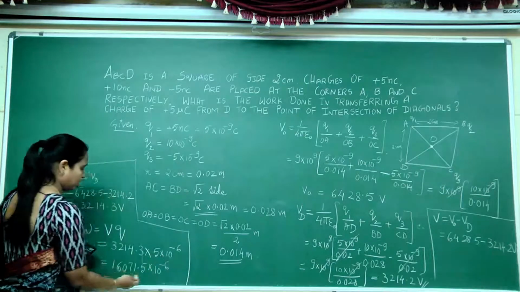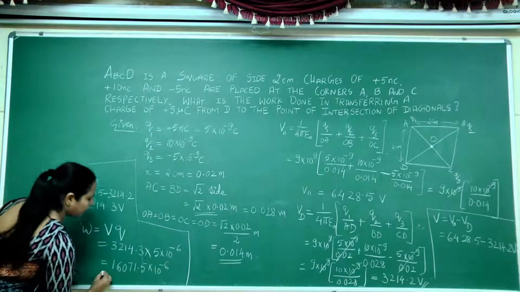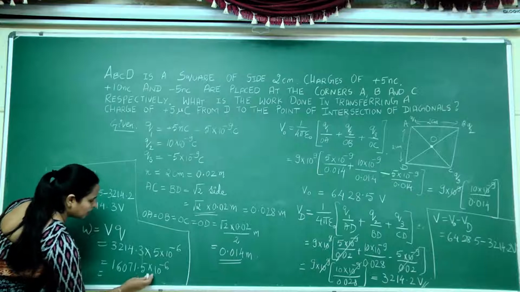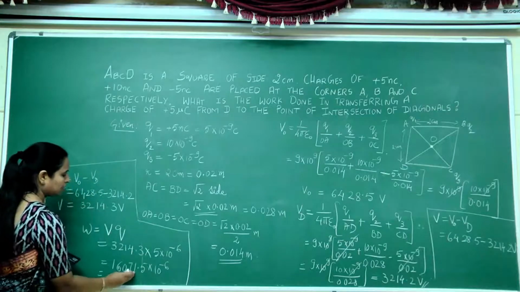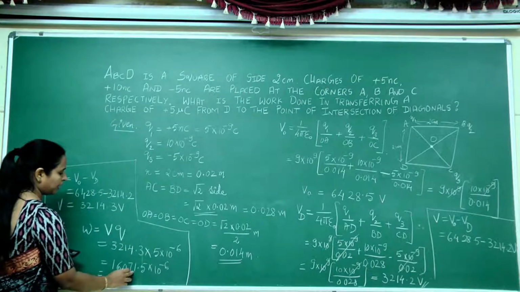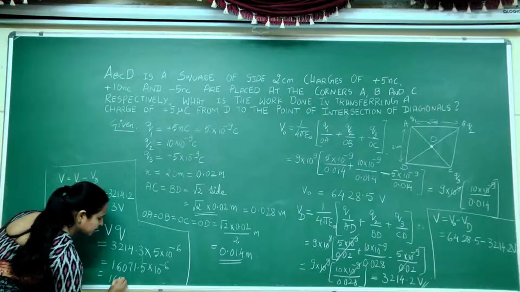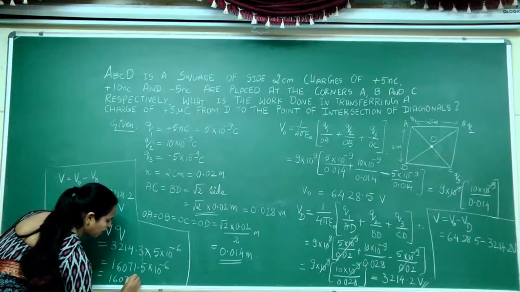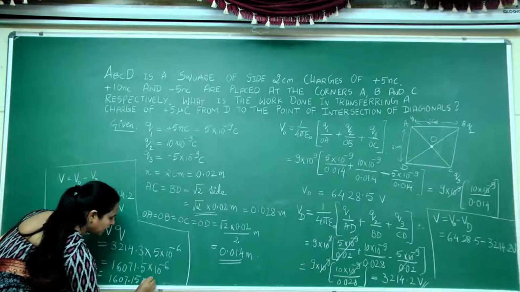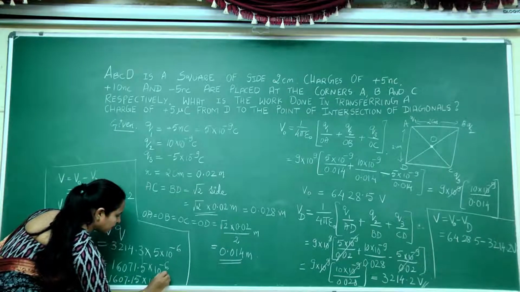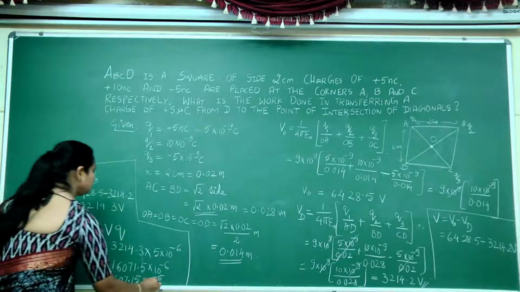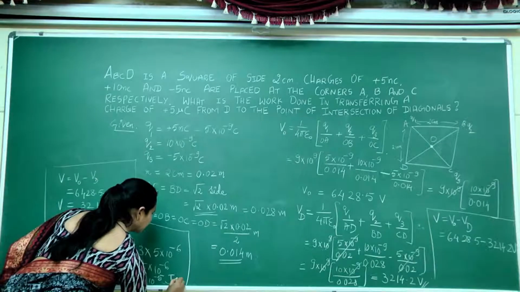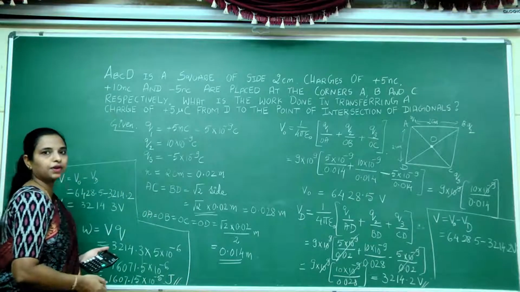Or you can also shift the point, and you can shift towards the left. If you take 160.715 into 10 power minus 5 joules. Work done is measured in terms of joules.